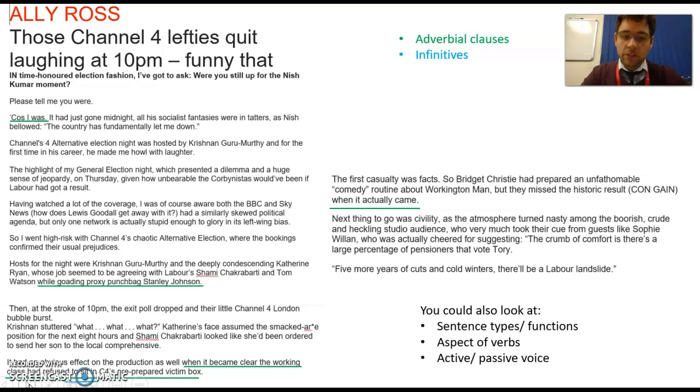I also wanted to look at infinitives. Remember, if it's "to" followed by a verb, it's an infinitive. If you're not great at identifying how they're functioning, even just talking about infinitives that you notice and why they might be in there is a really good starting point.